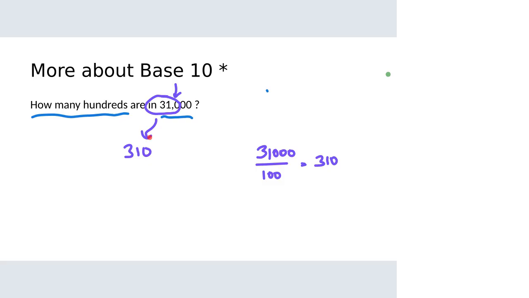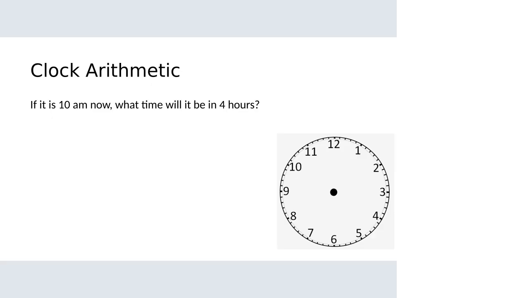All right, now we'll get into the topic of the day, which is clock and mod arithmetic, and we're going to start with clock arithmetic. And so my question to you is, if it's 10 a.m. now, what time will it be in 4 hours? And you can type that one in. I'm not going to make a poll or anything. If it's 10 a.m. now, then what time will it be in 4 hours?